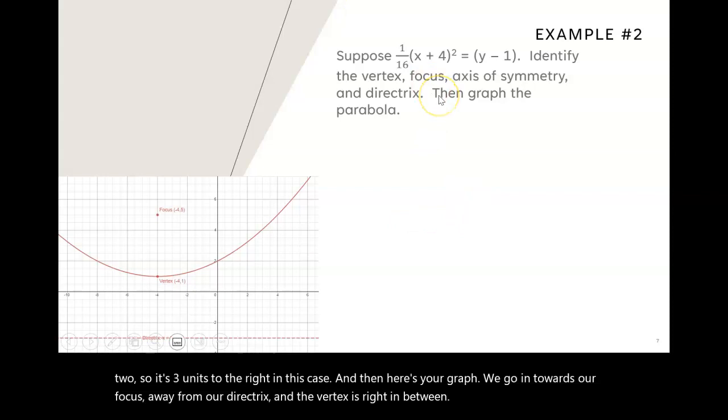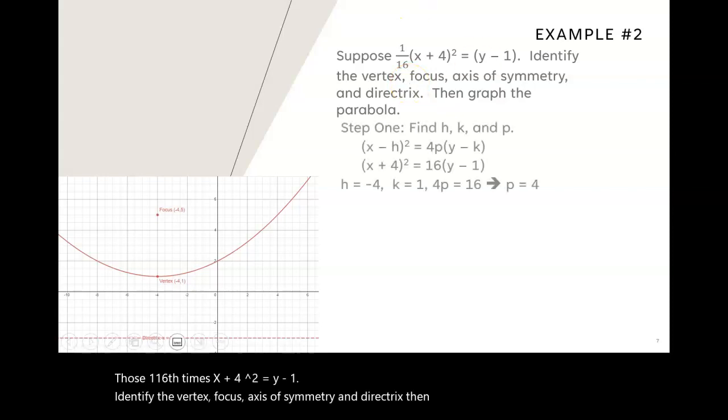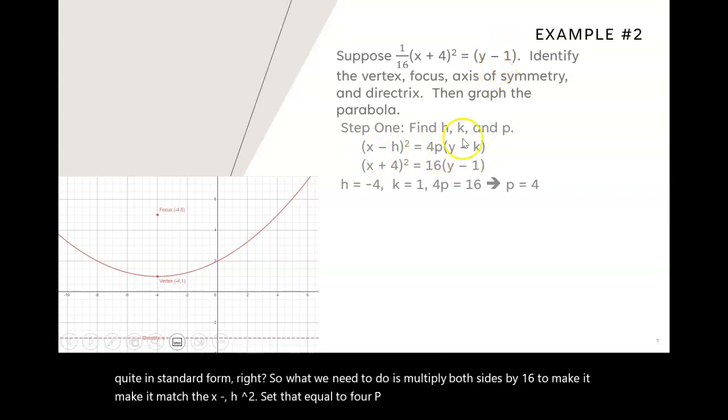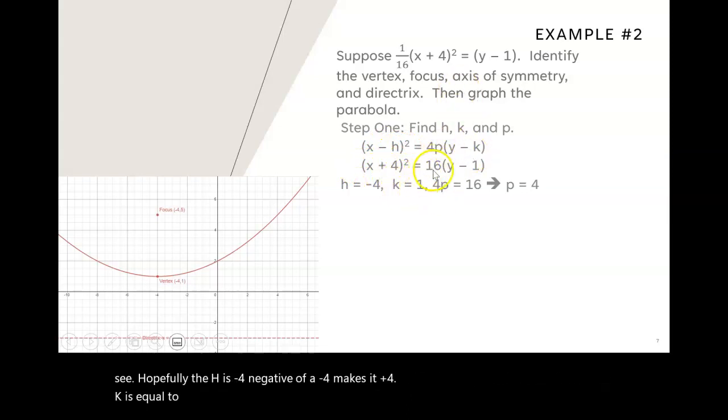Suppose 1/16 times x plus 4 squared equals y minus 1. Identify the vertex, focus, axis of symmetry, and directrix, then graph. You'll notice this is not quite in standard form. So what we need to do is multiply both sides by 16 to make it match x minus h squared set equal to 4p times y minus k. When you do it like this, it's easy to see, hopefully, that h is negative 4. The negative of a negative 4 makes it plus 4. k is equal to 1, and 4p is equal to 16.